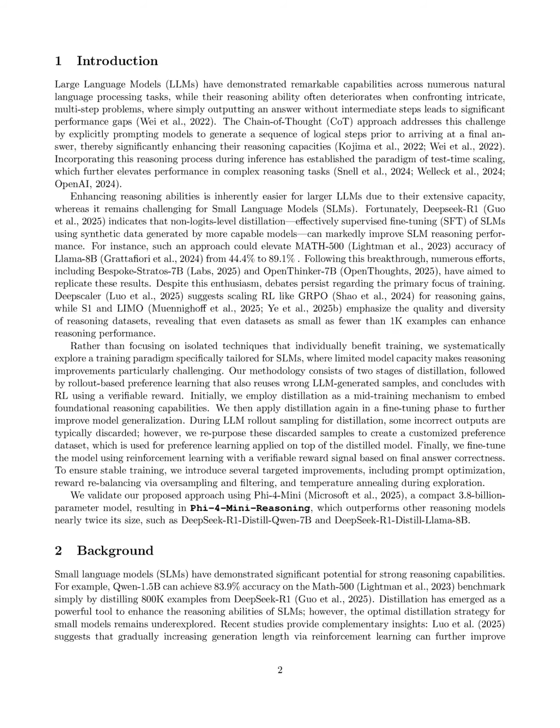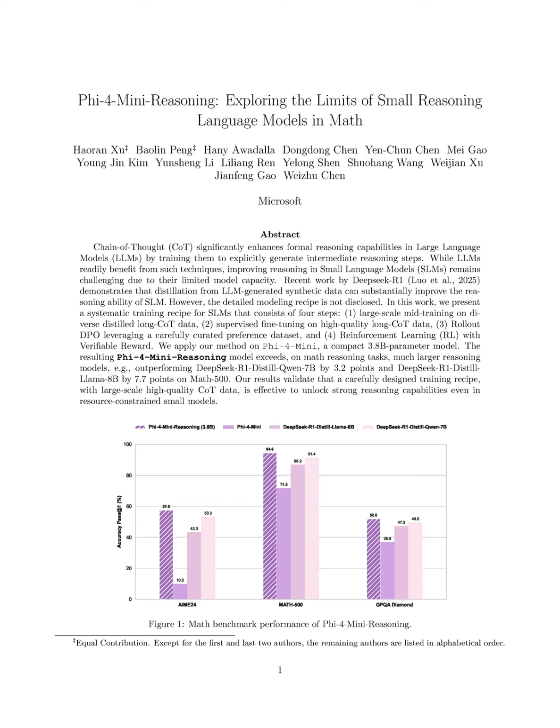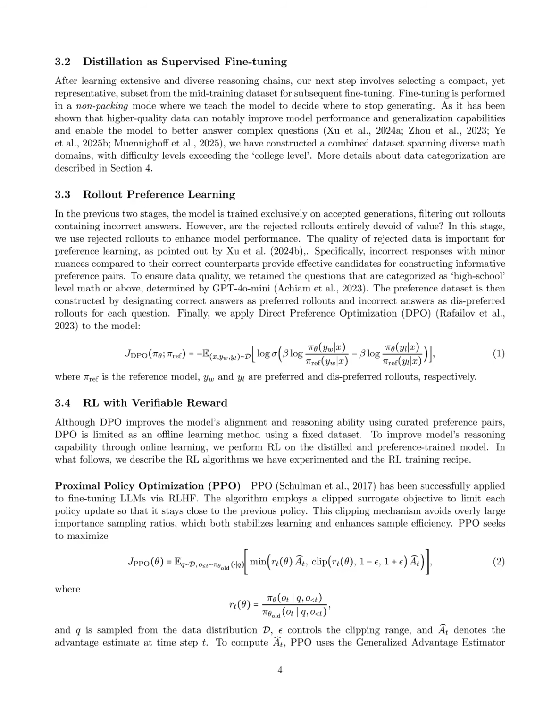2. Supervised fine-tuning. After mid-training, a compact subset of the COT dataset is selected for fine-tuning. This phase teaches the model to determine when to stop generating responses, utilizing high-quality data to improve performance on complex questions. 3. Rollout preference learning and RL. In this final phase, the model is trained using both accepted and rejected rollouts from previous stages. The rejected rollouts are used to create a preference dataset, where correct answers are preferred over incorrect ones.